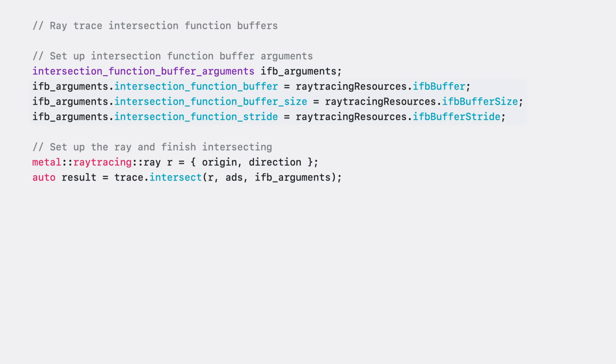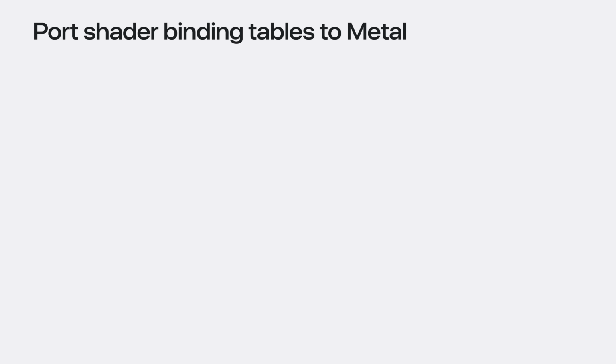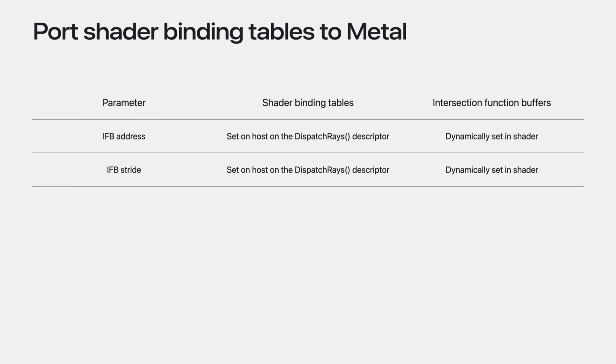By specifying the buffer, its size, and stride. These give you some extra flexibility compared to what you might be used to in other APIs. If you're porting from DirectX, you can port your shader binding tables to Metal intersection function buffers easily. In DirectX, you set the intersection function buffer address and stride on the host when creating the descriptor to dispatch the rays. In Metal, you set this in the shader. All the threads in the SIMD group should set the same value, or the behavior is undefined.